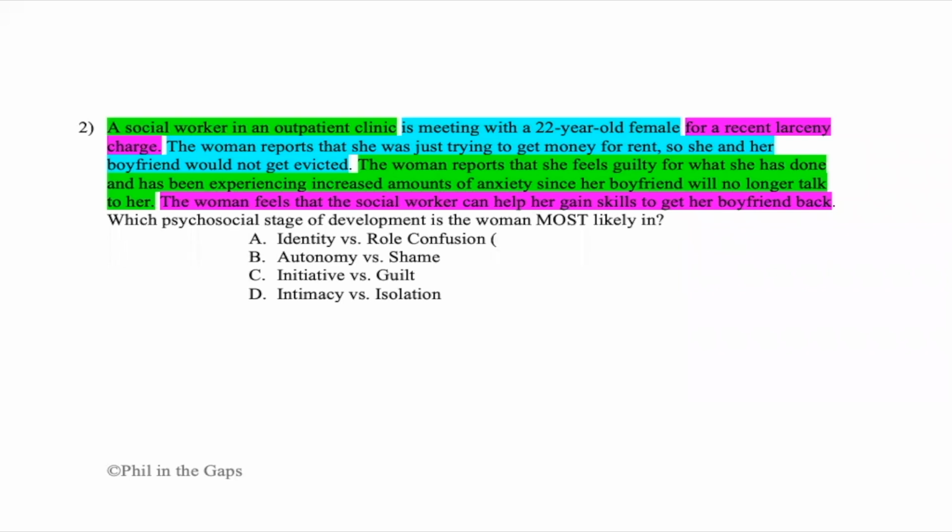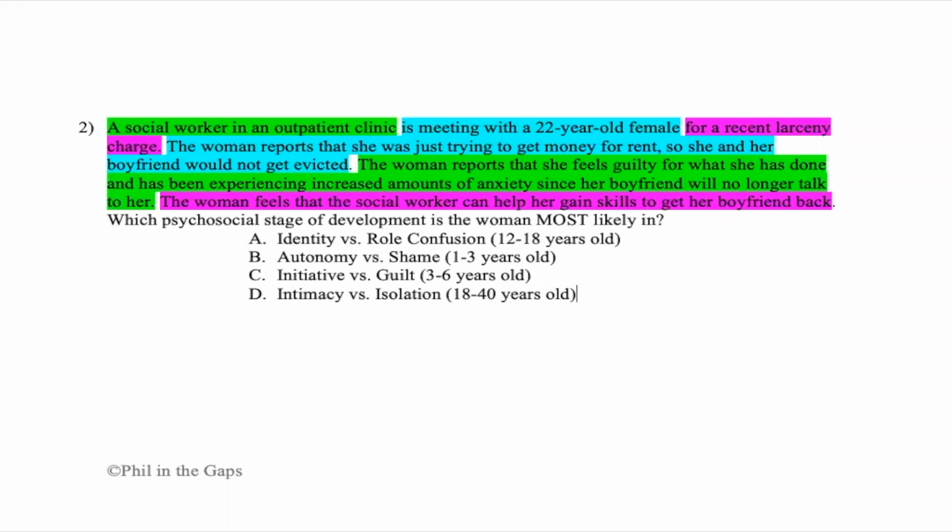A, identity versus role confusion is 12 to 18 years old. B, autonomy versus shame is 1 to 3 years old. C, initiative versus guilt is 3 to 6 years old. And then D, intimacy versus isolation is 18 to 40 years old. Let's look back at the question to see what we're looking at in particular.